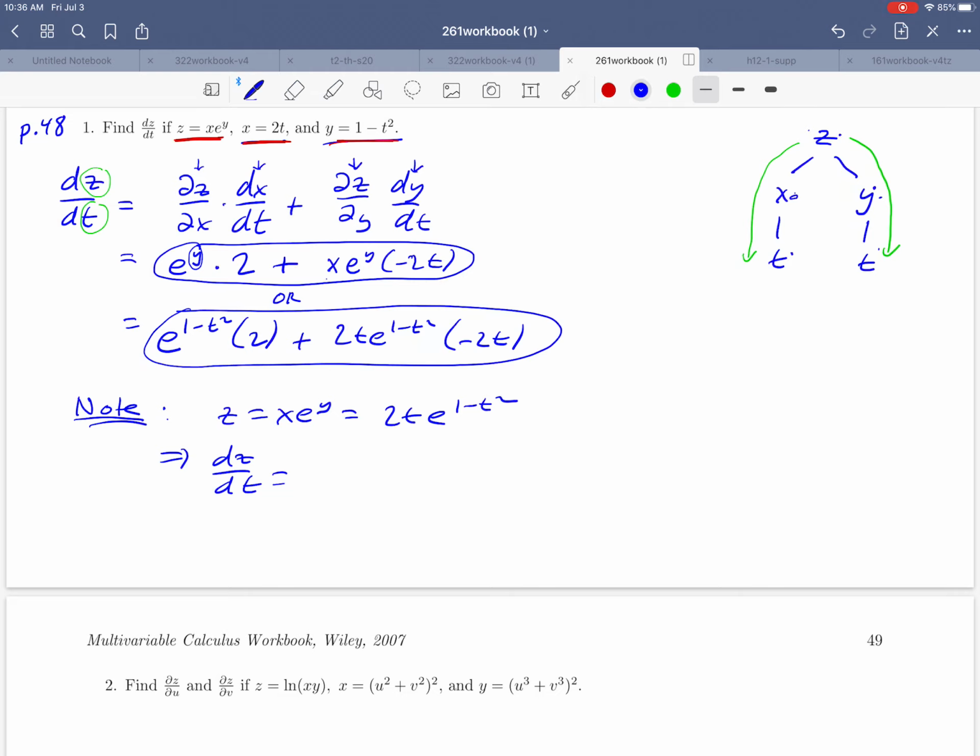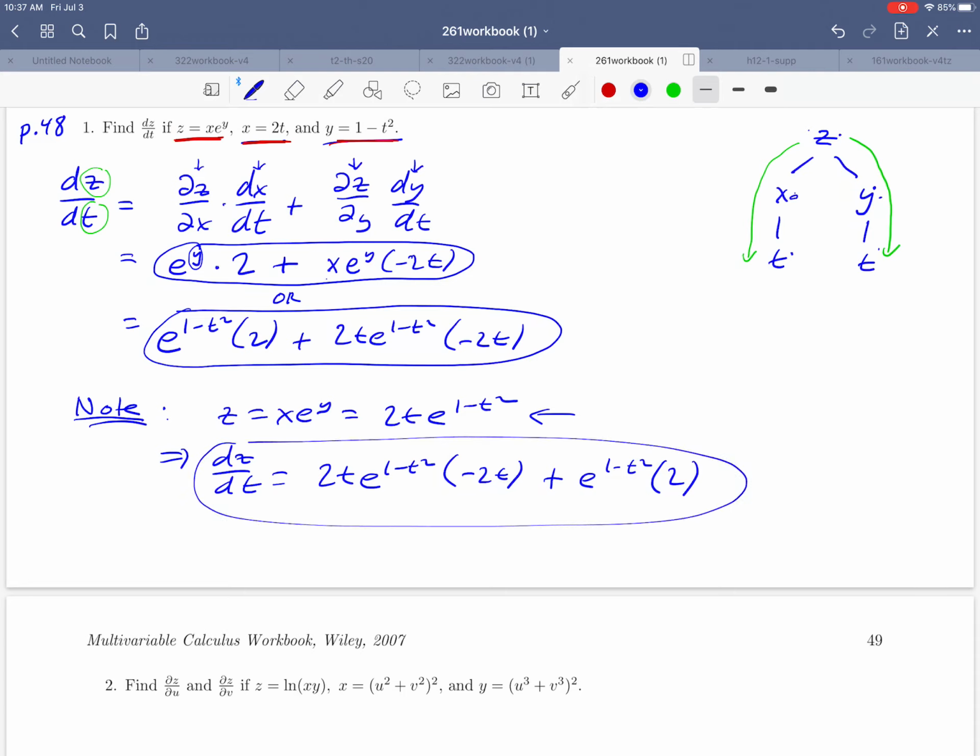Here we'd be taking the derivative of this using the product rule, and we'd get 2t e to the 1 minus t squared times negative 2t. That's the first times the derivative of the second, plus the second times the derivative of the first. You can double check and confirm that these two answers are the same. Think of what we did down here as a check. This is an alternate solution to the problem that we did above.